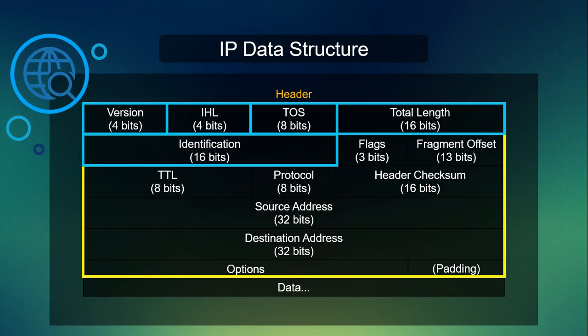Identification is used when a packet is fragmented into smaller pieces while transferring through the Internet. This identifier is assigned by the transmitting host so that different fragments arriving at the destination can be associated with each other for reassembly.